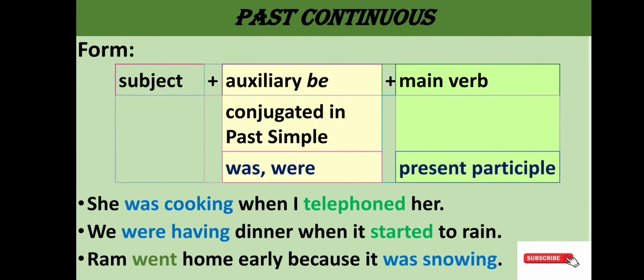The form is the subject plus the auxiliary, the verb to be in the past, was, were, and the main verb, which is the present participle. So examples, she was cooking when I telephoned her. So she was cooking. Cooking takes time. During that time, someone telephoned her, and that's a quick action in the past. So we used the past simple tense. We were having dinner when it started to rain. Same thing. Ram went home early because it was snowing.